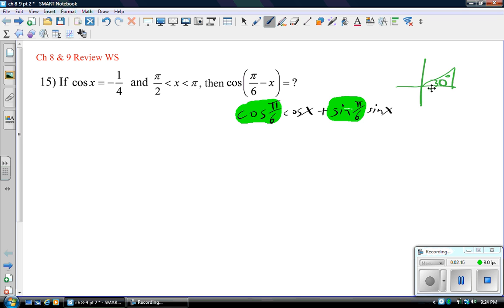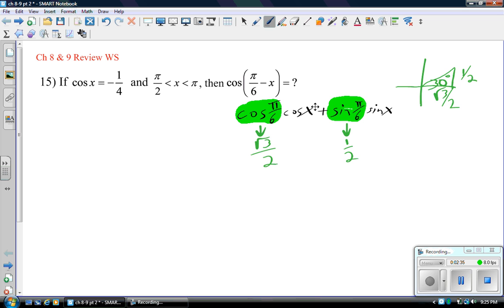Okay, so my reference angle is 30. The opposite of a 30, again, is 1/2. The adjacent is √3/2. This should be second nature to us. So the sine of pi over 6 is 1/2, so I can plug in 1/2 there. Cosine of pi over 6 is √3/2.